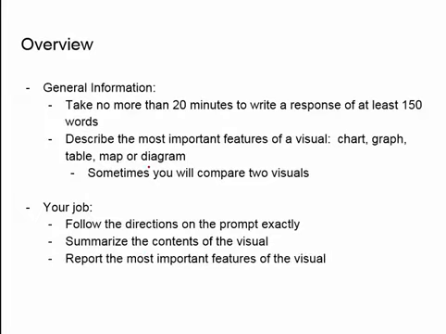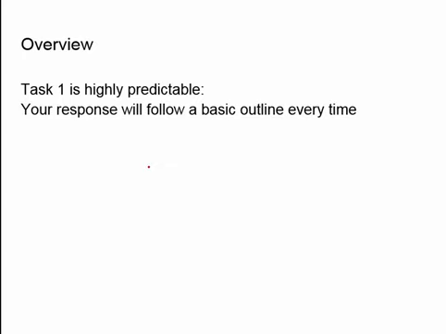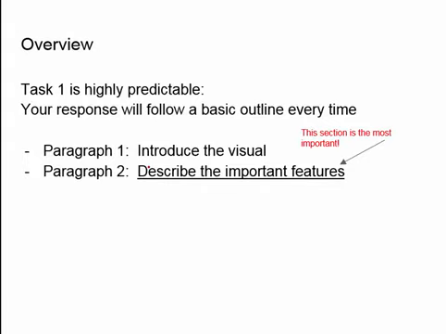Okay, so Task 1 is very, very predictable. You should use the same strategy and structure every time you write a Task 1 response, because it will have the same outline no matter what your visual is that you're looking at. Paragraph 1 of your report will just simply introduce the visual every single time. Paragraph 2 will describe the most important features of the visual. This section is really the most important part of your Task 1 response.